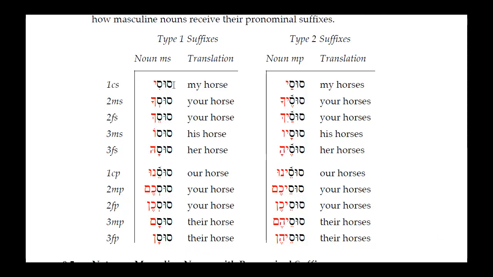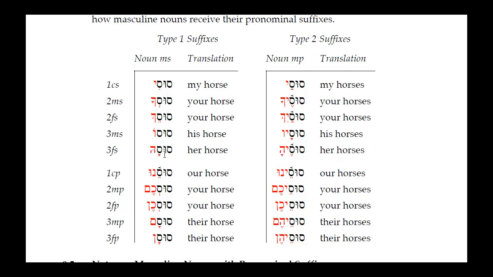We have sus here in black, the horse is the root, and highlighted in red are the pronominal suffixes. Now sus is a noun, so these pronominal suffixes will show possession. Susi is my horse. Susecha is your horse. Susek is your horse, second feminine. Suso is his horse, third masculine singular. And Susa is her horse, third feminine singular.